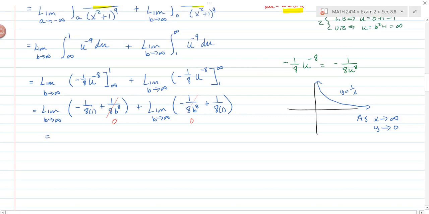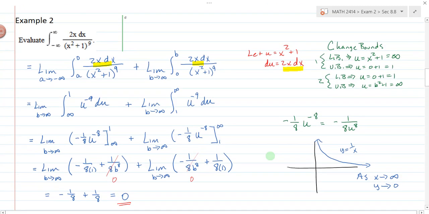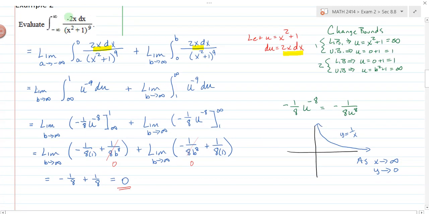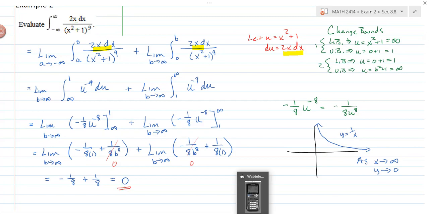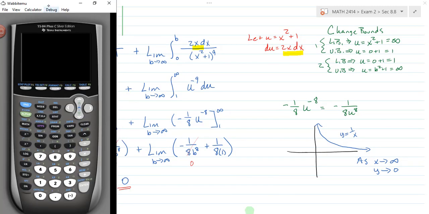And so that's going to give us negative 1/8 plus 1/8, and that's going to be equal to 0. So the value of this integral from negative infinity to infinity is equal to 0. Let's look at a graph of that to see why that's the case.